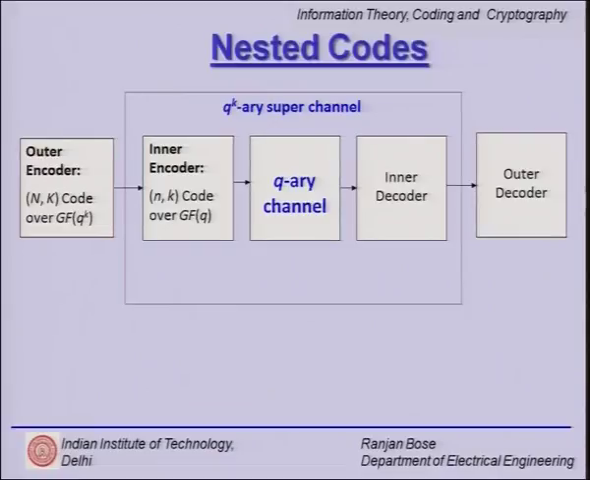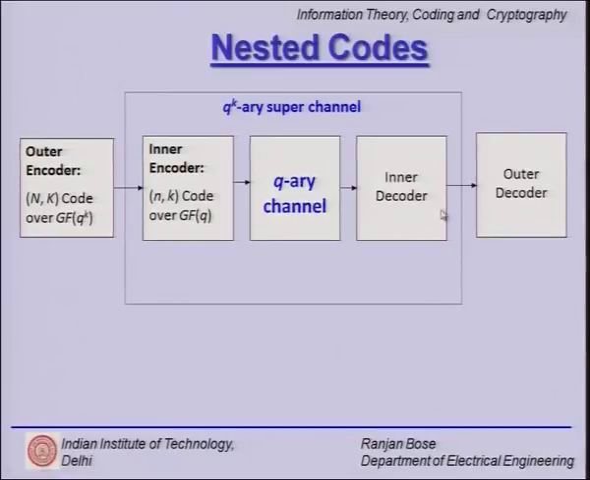So, let us look at how we are trying to do it. At the center of it is the q-ary channel. So, you have a notion of the inner code. What does the inner encoder do? It takes an n, k code over GF(q). So, it takes k symbols and converts them into n symbols. And then this is encoded further using this N, K code. Together, the outer code and inner code form the nested code.